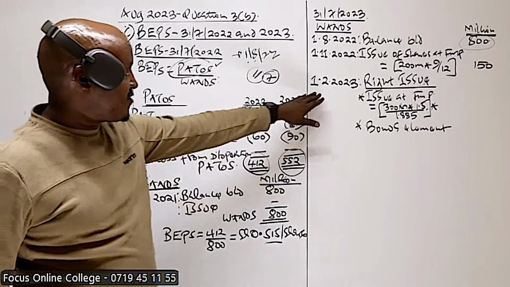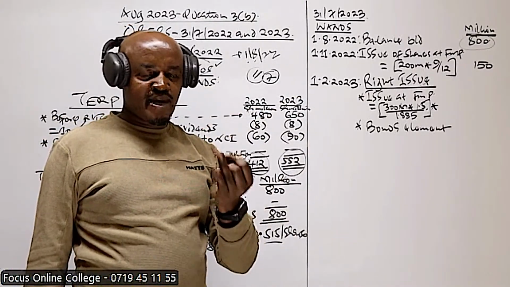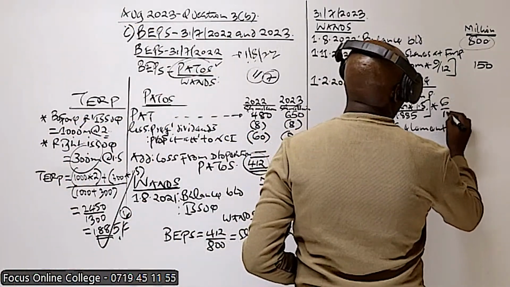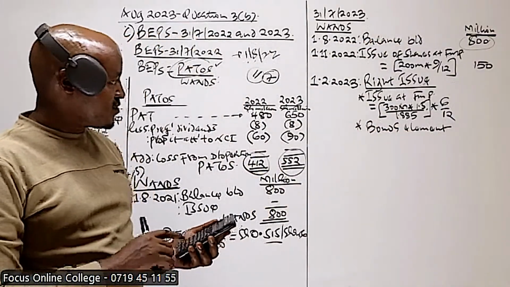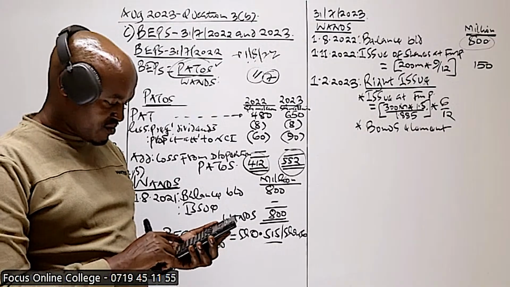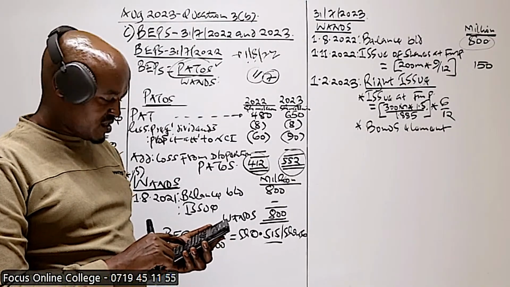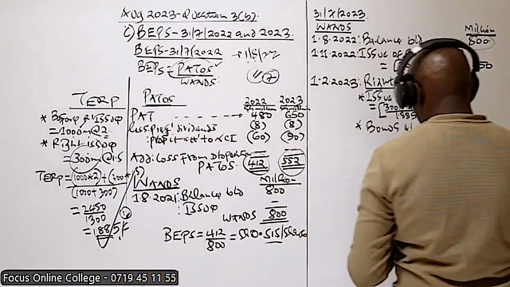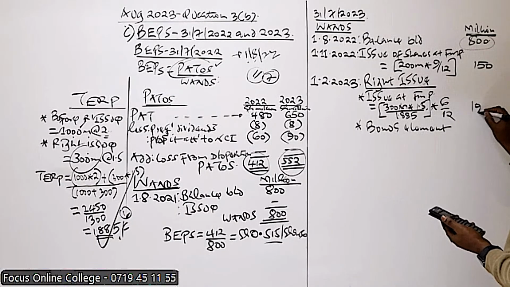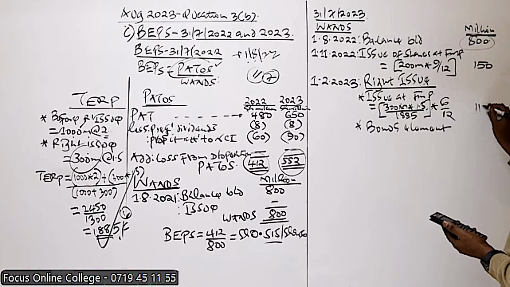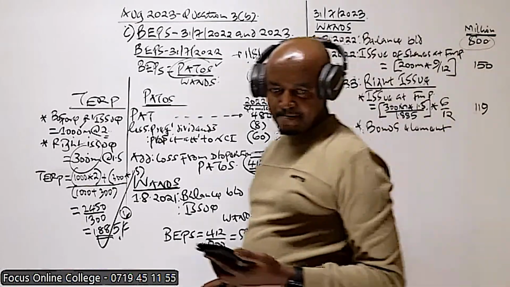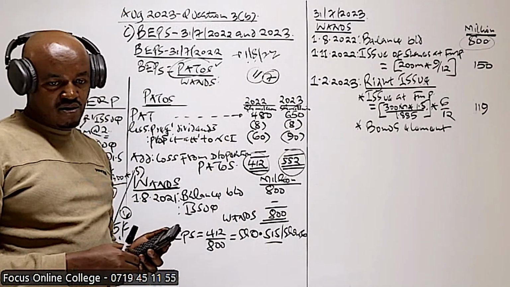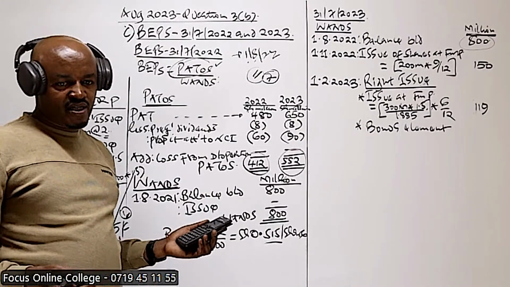These shares were issued from February. They were held in February, March, April, May, June, July, so 6 months out of 12. So let's work out 300 times 1.5 divided by 1.885 divided by 2. What are you getting here to the nearest whole number? 118. Is that what you're getting? Yes, 118.